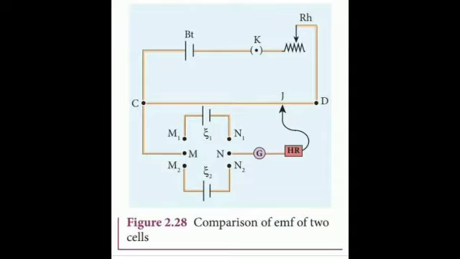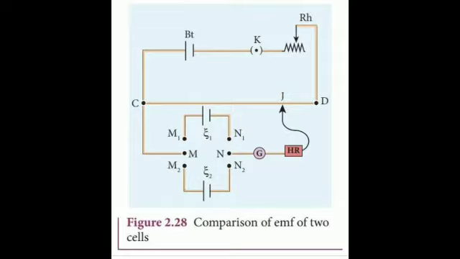Then the second cell psi2 is included in the circuit and the balancing length L2 is determined. Let r be the resistance per unit length of the potentiometer wire and I be the current flowing through the wire. So we have psi1 is equal to I r L1, and psi2 is equal to I r L2. Dividing the equations, psi1 by psi2 is equal to L1 by L2. Here I r cancels.